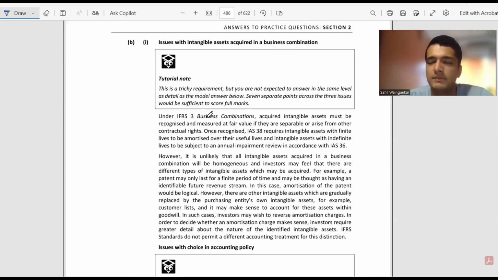यार ये मैंने नहीं बोला. आई एम नॉट एबल टू लाइक ब्रिंग अदर आईएएस विद इन अदर आईएएस. जैसे कि इम्पेयरमेंट है, तो जो इंटेंजिबल एसेट जिनका उनको फाइनाइट लाइफ पता है वो तो एमोर्टाइज करेंगे, जिनका नहीं पता है, उनको हर साल एनुअल इम्पेयरमेंट रिव्यू उनका होगा. ये मैंने नहीं बोला था.